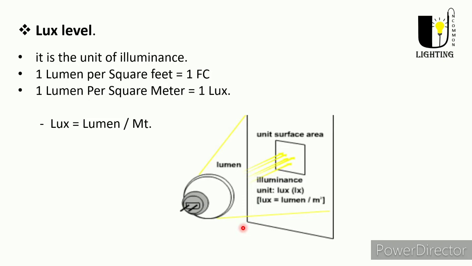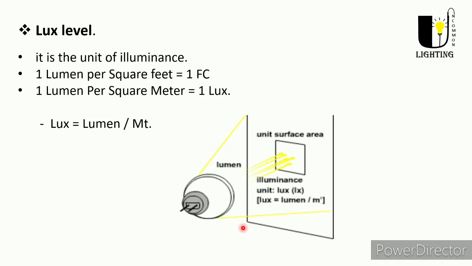One lumen per square foot is called 1 foot candle. One lumen per square meter is called 1 lux. So in general definition, lux level is equal to lumen per square meter. For example, if I turn on my light fixture, the fixture is throwing rays towards a work plane. It's throwing some amount of light output on a work plane. That particular light output for a particular area is called a lux level.